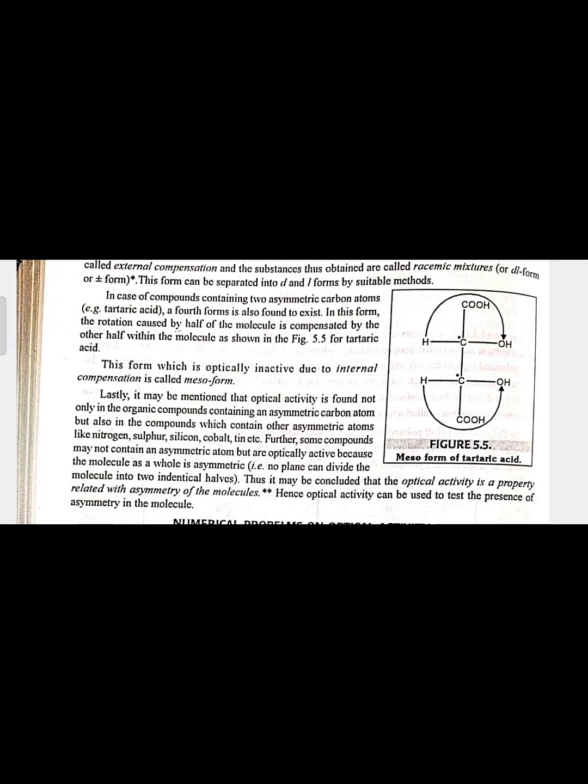In case of compounds containing two asymmetric carbon atoms, for example tartaric acid, a fourth form is also found to exist. In this form, the rotation caused by one half of the molecule is compensated by the other half within the molecule, as shown for tartaric acid. This form, which is optically inactive due to internal compensation, is called meso form.